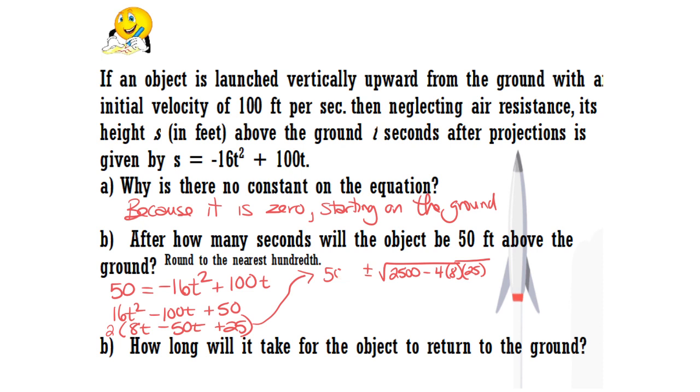It was 50 plus or minus that all over 2a, so all over 16. Okay, and I can actually do some of this in my head because I know 4 times 25 is 100, so that's 800. 2,500 minus 800 would be 1,700. So I end up with 50 plus or minus the square root of 1,700 all over 16.